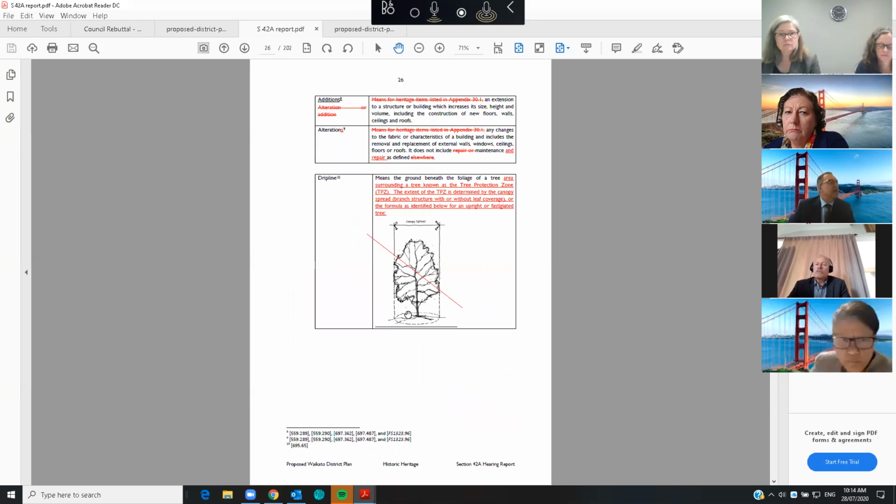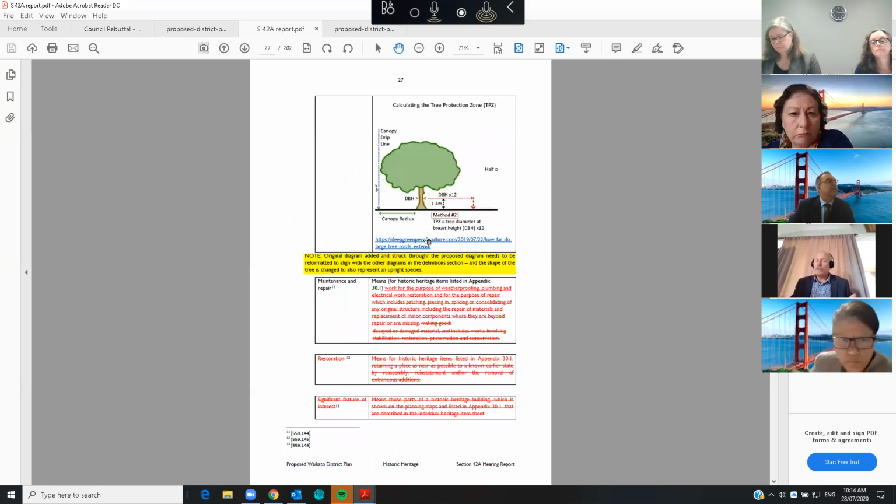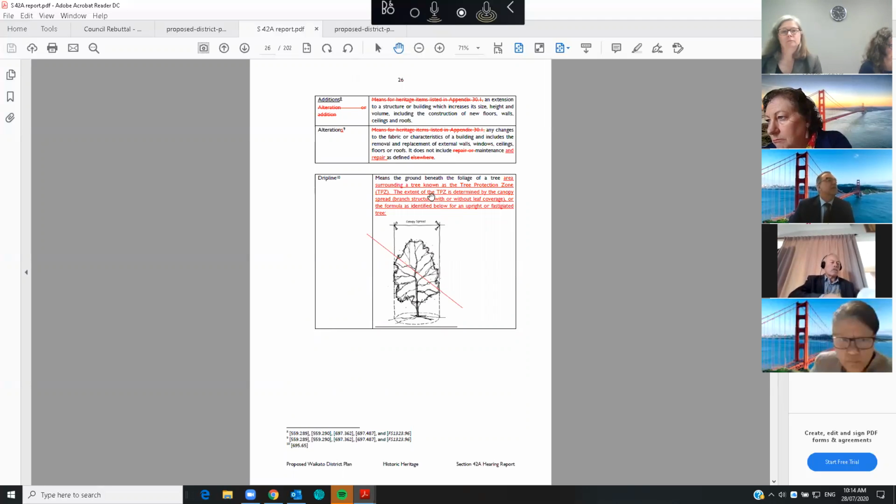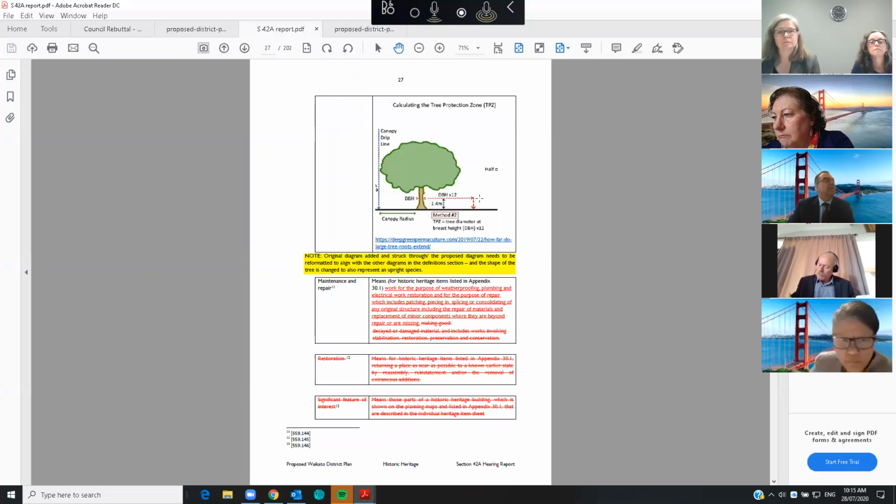Can I just take you to, and this is probably more for Mr. Searle or Mr. Garden, this definition relating to drip lines of trees. Yes. It just seems odd to me that the definition of a drip line relates to something that's got another definition. It means the ground beneath the foliage of a tree, an area surrounding a tree, known as the tree protection zone. But that's not really the drip line. I mean, in common parlance, the drip line is the drip line, isn't it? It's where the canopy extends to. And I just wonder if, again, there might be too much technical jargon in this definition to make it readily understood by people.